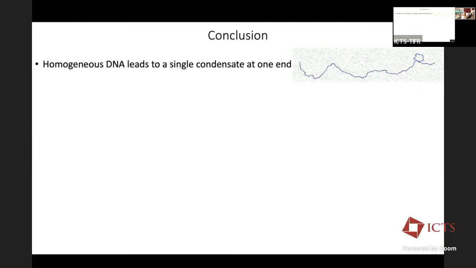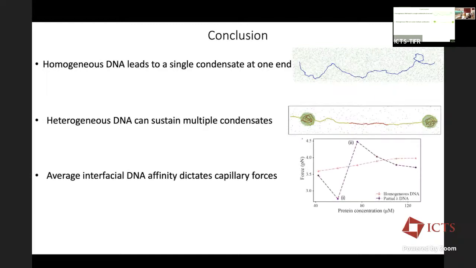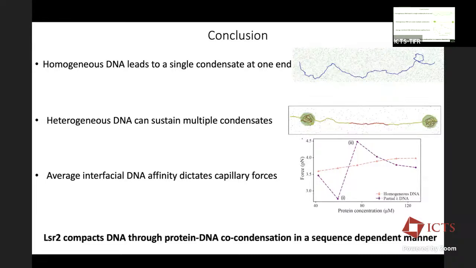Okay, so I'll just conclude. Basically, as we learned so far, homogeneous DNA always leads to one condensate through ripening. Heterogeneous DNA can sustain multiple condensates, and these are quite stable structures. At least within the simulation timescale, we saw that they remain for a long time. That can lead to interesting effects on the level of capillary forces that get employed. And again, LSR2 seems to compact DNA through a sequence-dependent co-condensation manner.